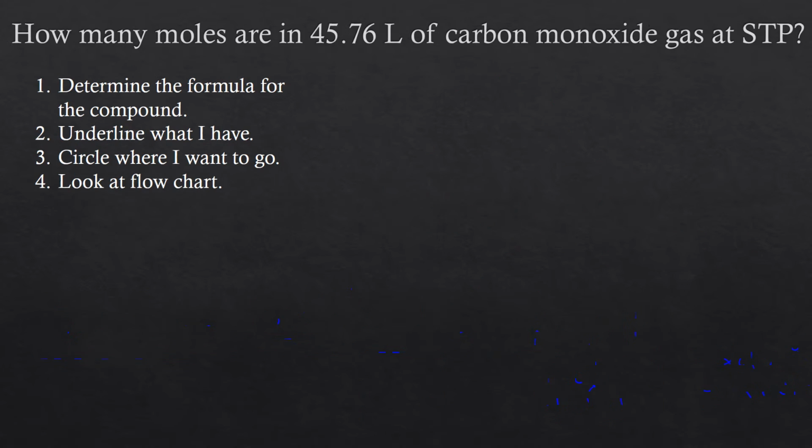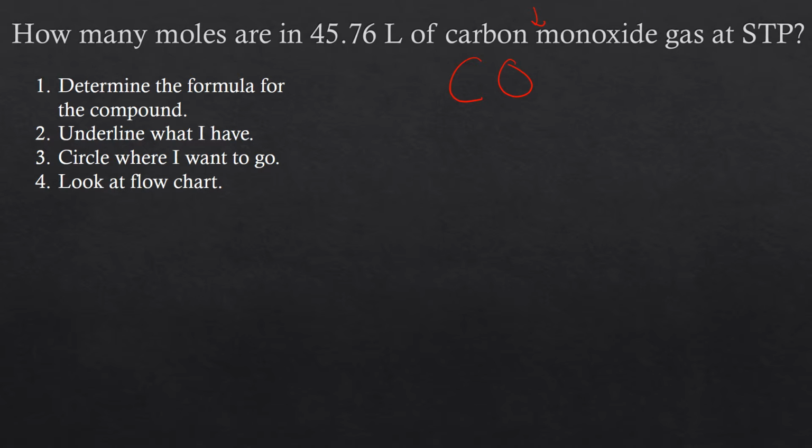Let's go ahead and try another one. So how many moles are in 45.76 liters of carbon monoxide gas at STP? First step is to determine the formula for the compound. The compound is carbon monoxide. Carbon monoxide is CO. Again, review section 9.3 rules if you could not get that formula, because you need to be able to do that.